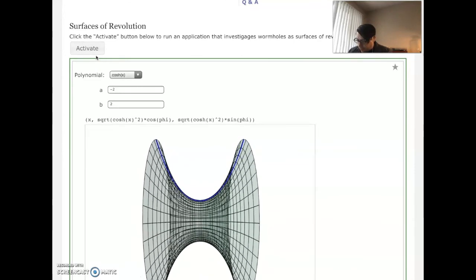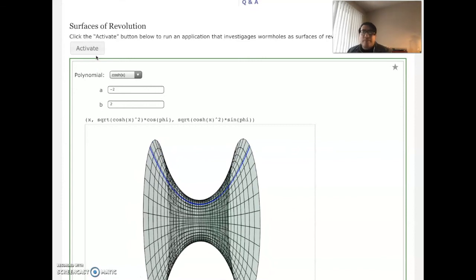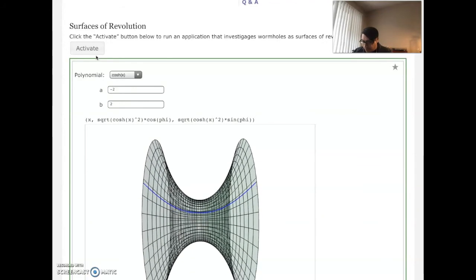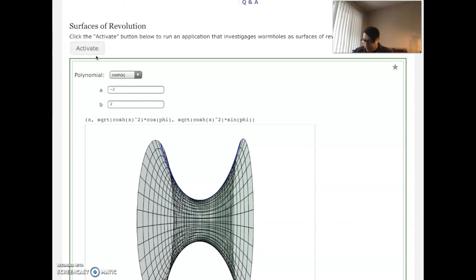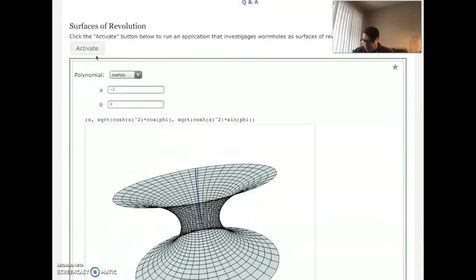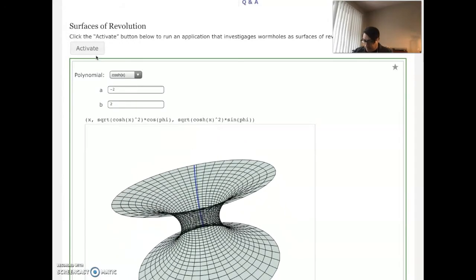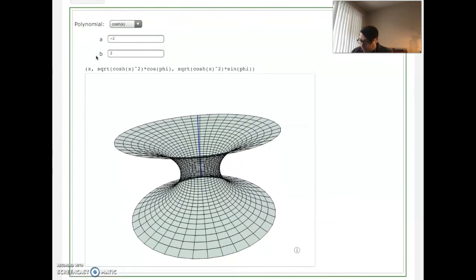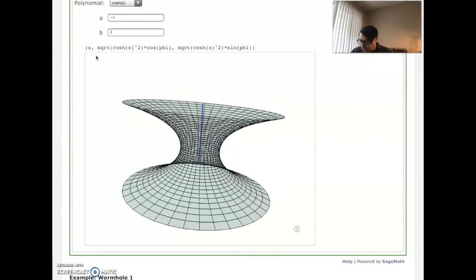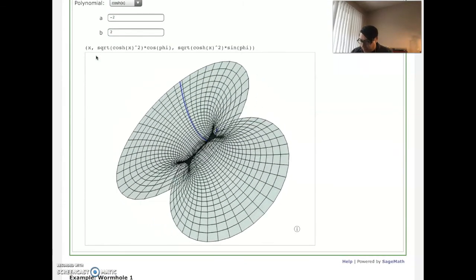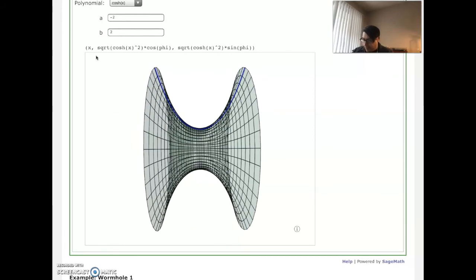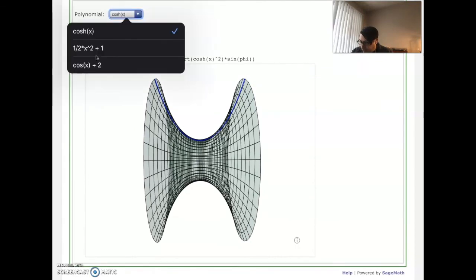Here I have the hyperbolic cosine function from -2 to 2. If I rotate it just enough, you can see the blue curve, so you can see the surface of revolution. But it's really nice to visualize the wormholes in this way. This is how you might see them in physics books or in popular science. It looks pretty cool. I chose hyperbolic cosine for a reason, which I'll talk about a little later. But let's look at another one.